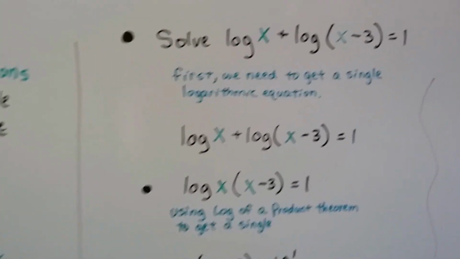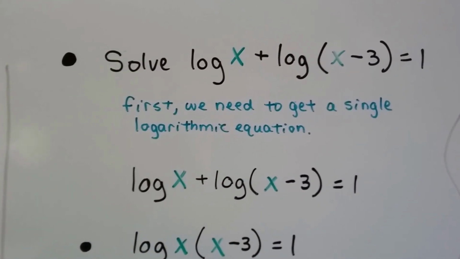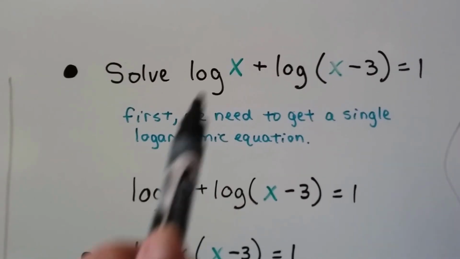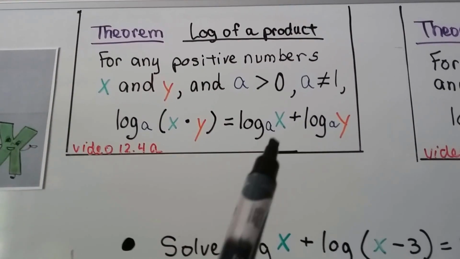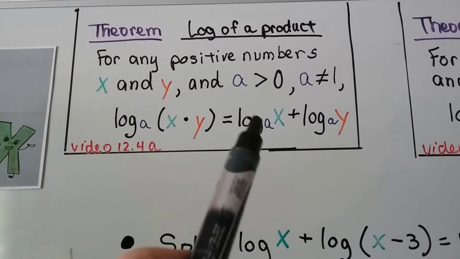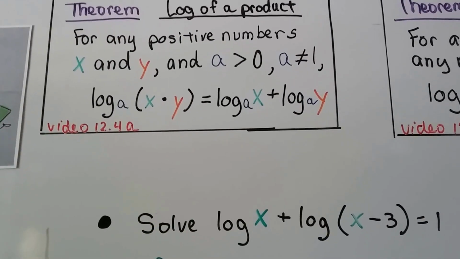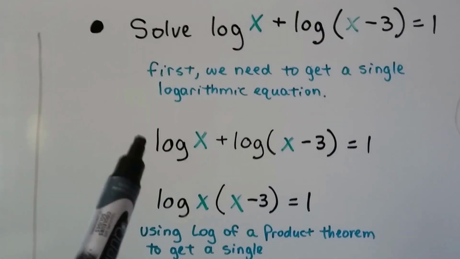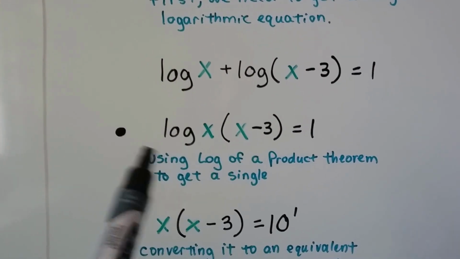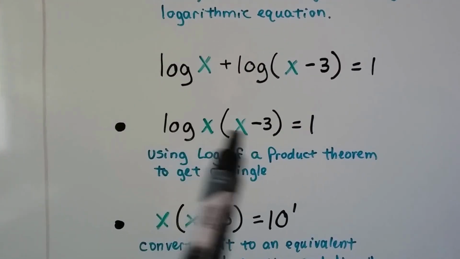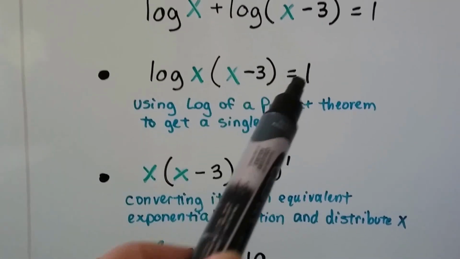If we see log x plus log of x minus 3 equals 1, first we need to get a single logarithmic expression. Now remember, we have this plus sign here. Do you remember that theorem? The log of a product. It said that if you're multiplying, we can write it as a plus, as addends. So keep this in mind. Using that log of a product theorem, we get log of x times x minus 3 equals 1.